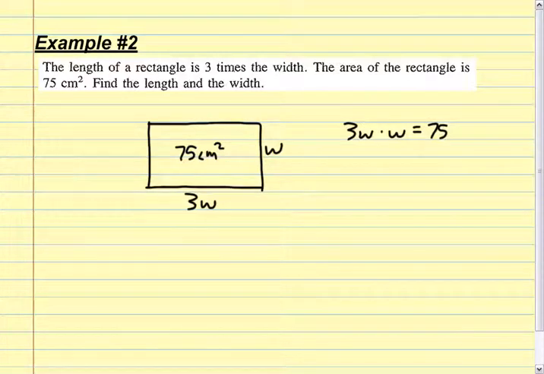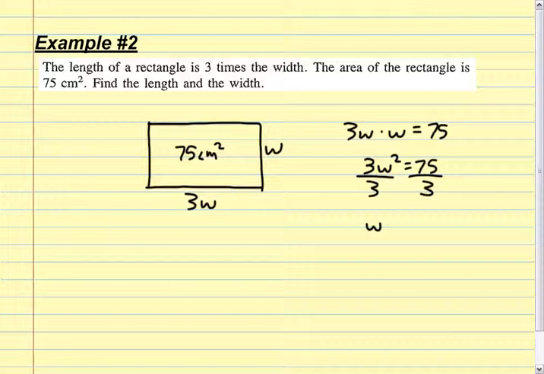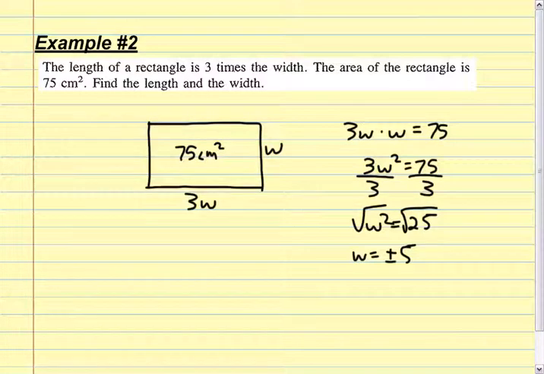Okay, well, let's simplify. That's 3W squared, right? Is equal to 75. Man, this is like section 1. Just divide both sides by 3, and now W squared is equal to 25. Take the square root of both sides. That means that W is equal to plus or minus 5. Wait a minute. Can the width be minus 5? No. So the width has to equal 5 centimeters.